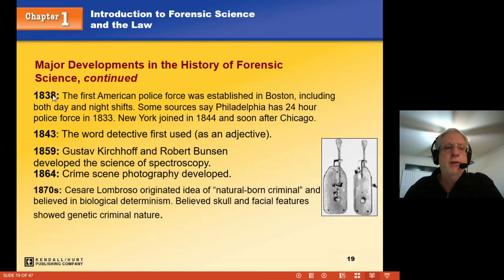Continue forward. Sorry, went to there. Now, the first American police force actually started in Boston in 1838. They had day and night shifts. Some sources say Philadelphia had a 24-hour police force in 1833, but I couldn't find direct proof of that. New York started in 1844. Chicago, 44, 45.